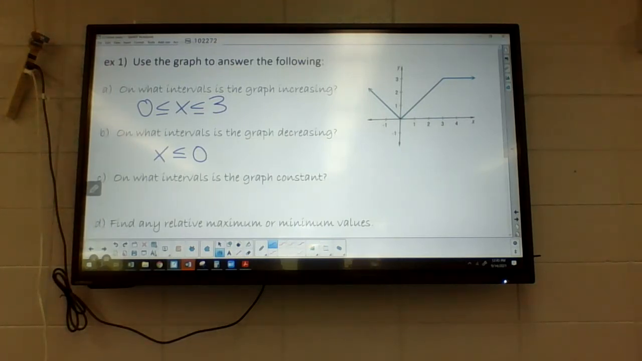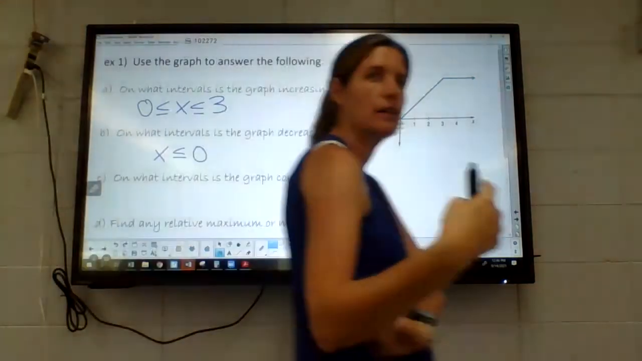Now you don't have to say, well, what if the graph isn't doing that? Maybe it did something else. You don't have to try and guess what else the graph could be doing. Just assume that that's the way it's pointing, that's what's happening. Are you okay with that? On what intervals is the graph constant?